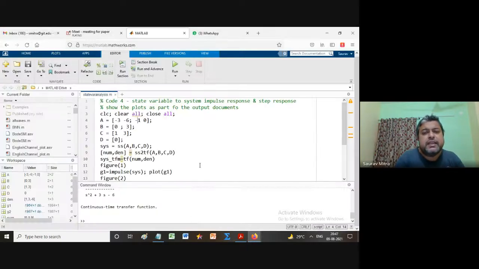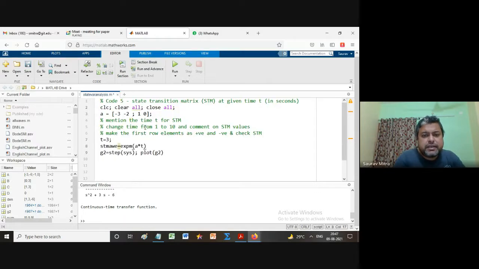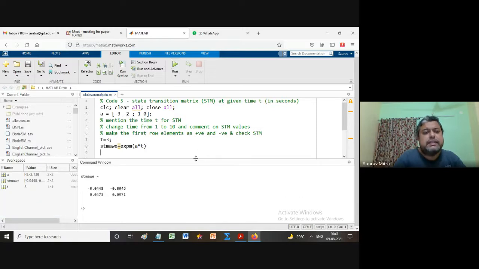So how to find the state transition matrix? It is given here. Just copy it, and you have to define the A matrix. The A matrix is minus 3, minus 2, and 1, 0. And then for different values of t, this is the state transition matrix for t equal to 3.